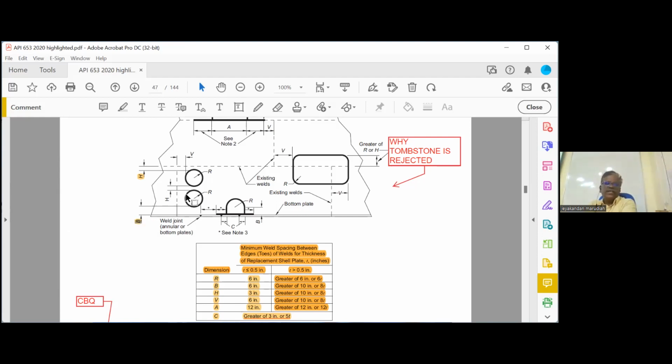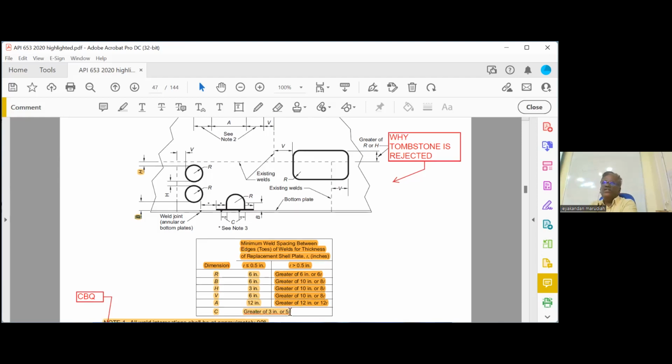So if you are making a shell plate replacement in the first shell course, what should be the minimum distance from the bottom shell to bottom weld? Okay sir. The third one: if you are making it with the shell to bottom weld, what should be the distance between the annular plate weld? The dot is the annular plate. So what is the annular plate distance? Greater of 3 inch or 5T. Very, very important. Okay, that is C.